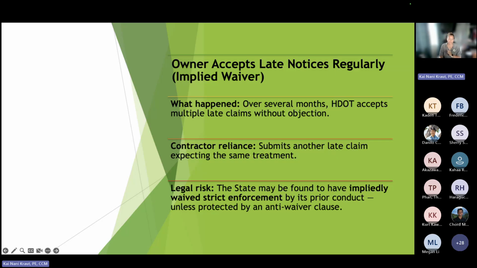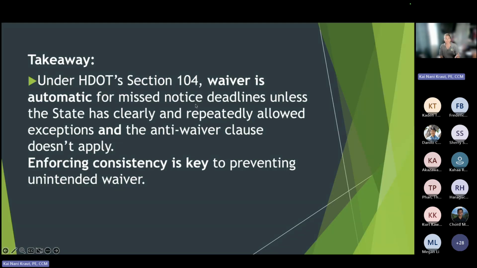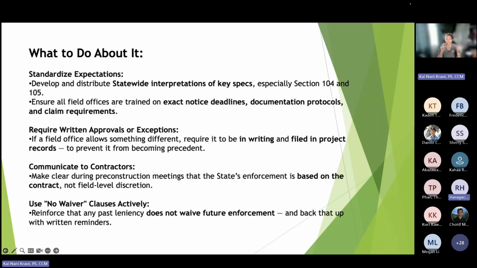We have a 9-part series to really bang out what we're doing in this case. So the takeaway: under 104, waiver is automatic for missed notices. So the contractor waives their rights. It's automatic if they miss notification deadlines, unless the state has clearly and repeatedly allowed exceptions and the anti-waiver clause doesn't apply, because we are now waiving our rights. Enforcing consistency is key to preventing unintended waiver. So what are we going to do about it?